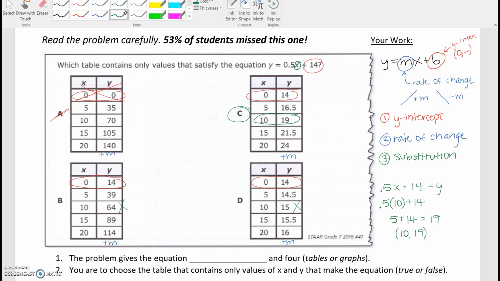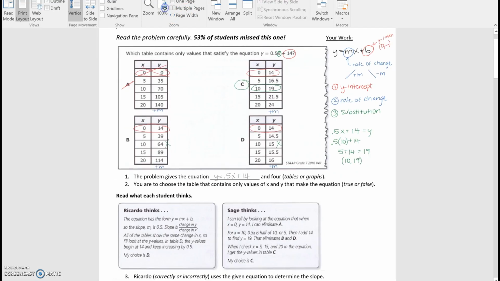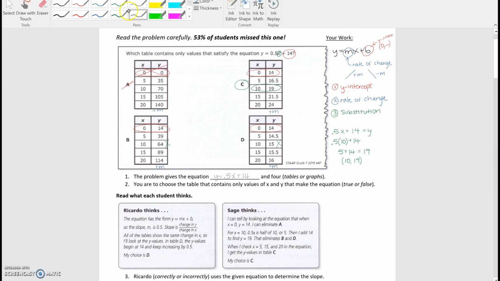Okay. So if we go through our numbers, number 1 says the problem gives you the equation and 4 tables. So the equation was y equals 0.5x plus 14. And it says you are to choose the table that contains only values that make the equation. So true or false, and that is true.